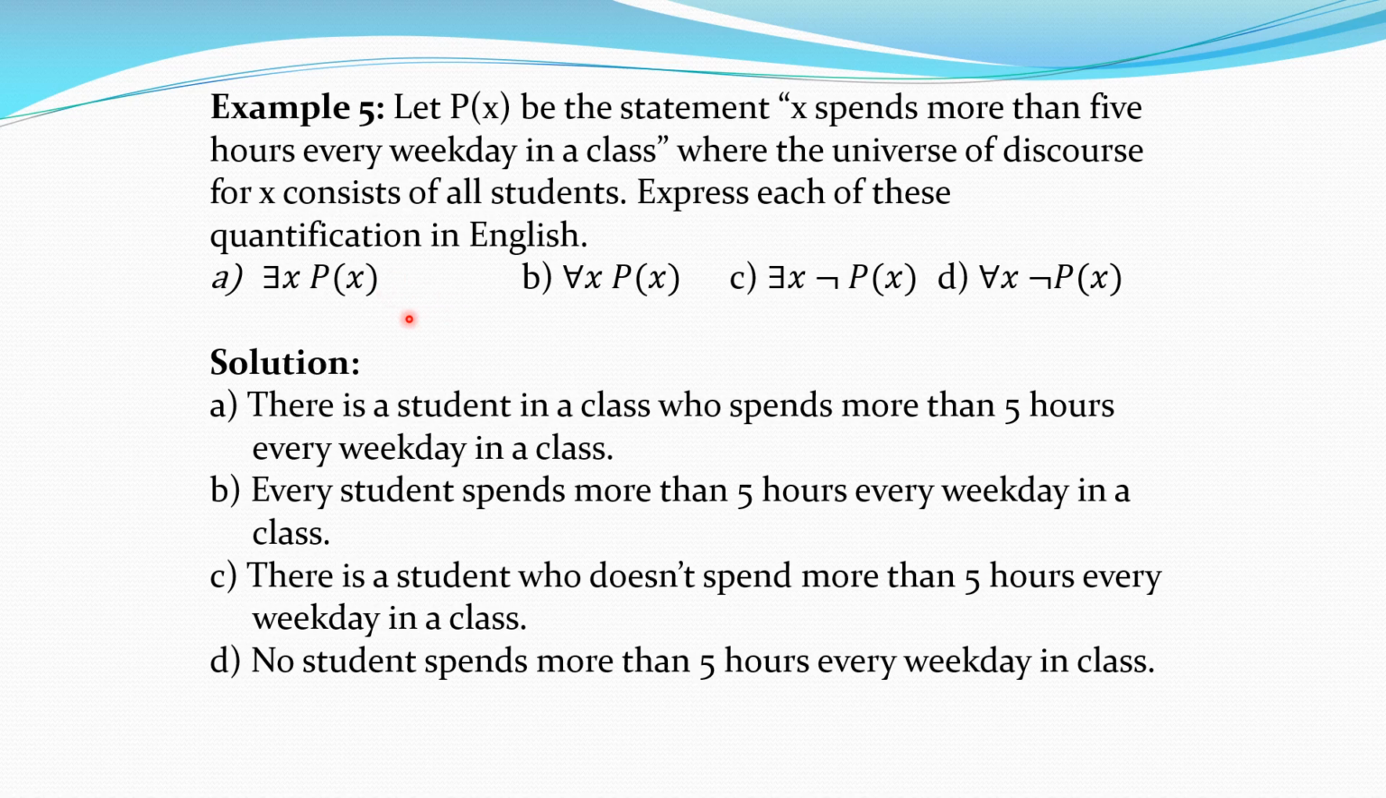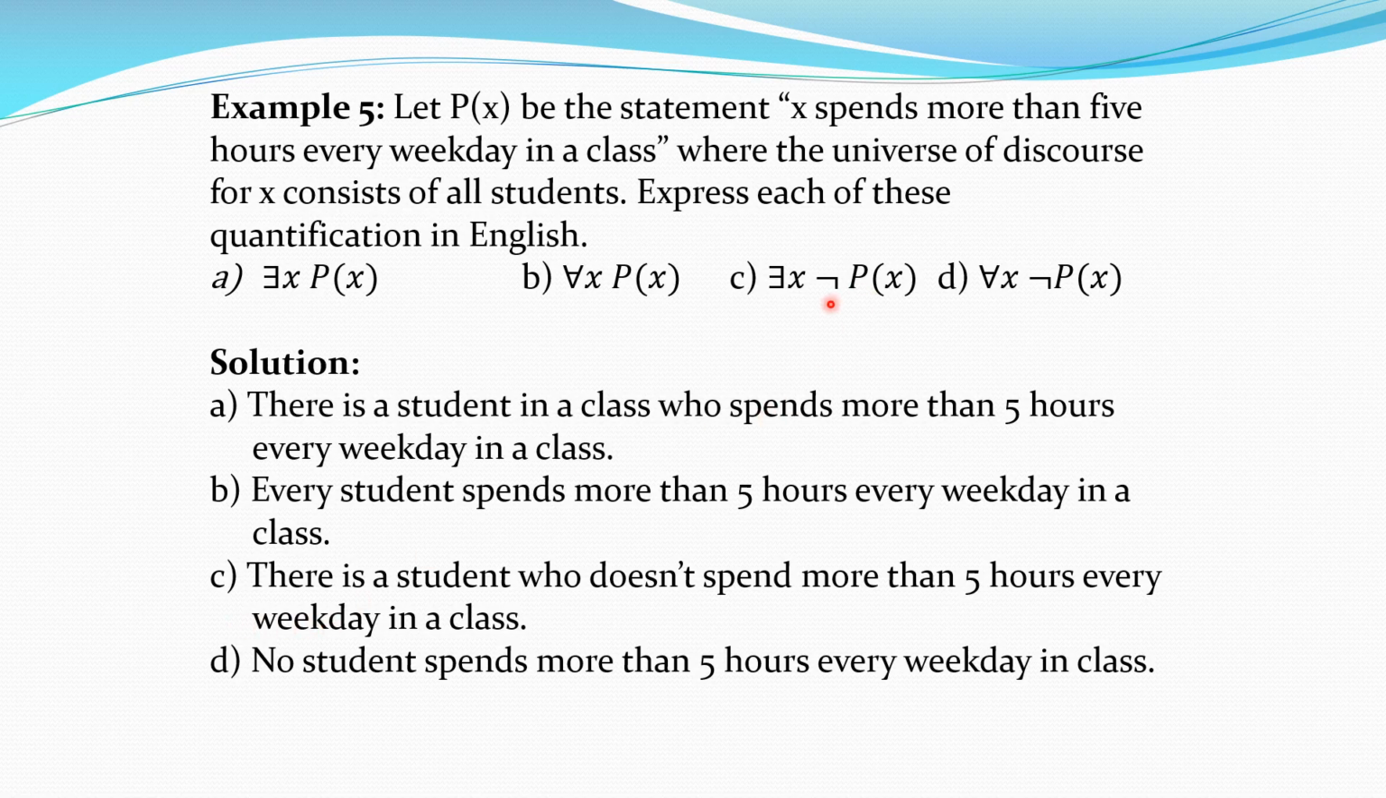So, for all x means it is given for every student x in that class, that it satisfies P(x). So how to write in English? Every student or each student in a class spends more than 5 hours every weekday in a class. Now, third, there exists x, negation P(x). So there exists x means there is a student, and here it is given as negation of P(x). There is a student who does not spend more than 5 hours every weekday in a class.